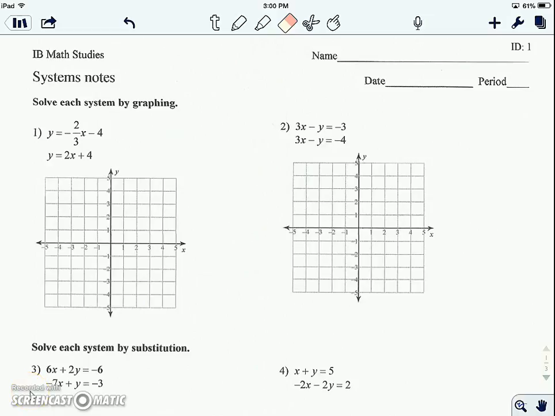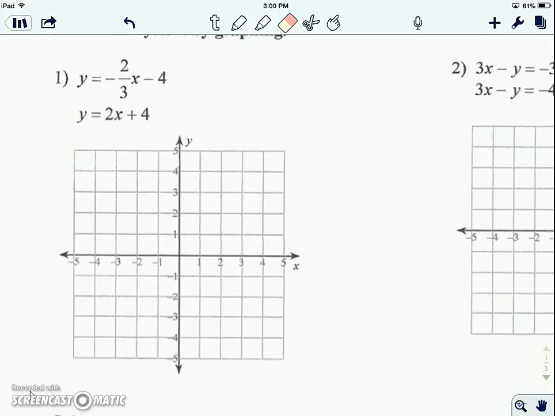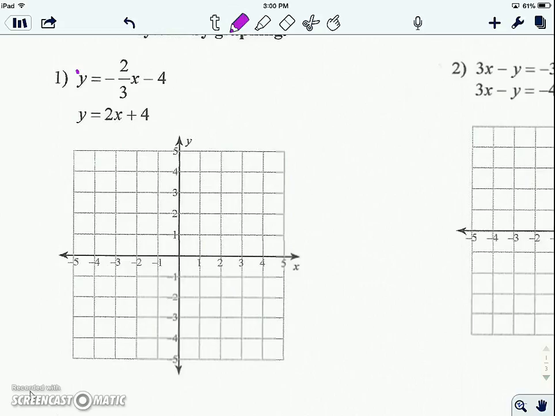Okay, these are systems of equations notes, and there are two ways to solve a system, which is just two or more equations. One is by graphing and one is using algebra. There are two types of algebraic ways, and we'll do that.